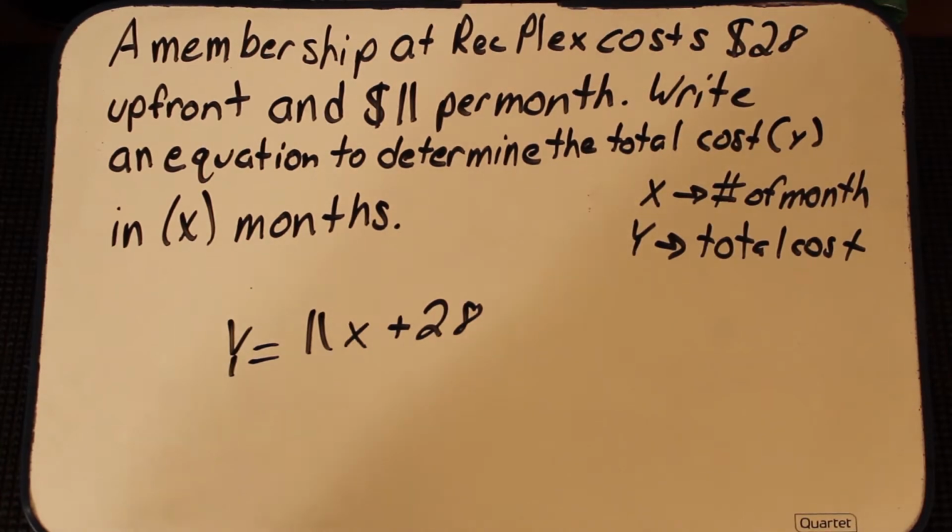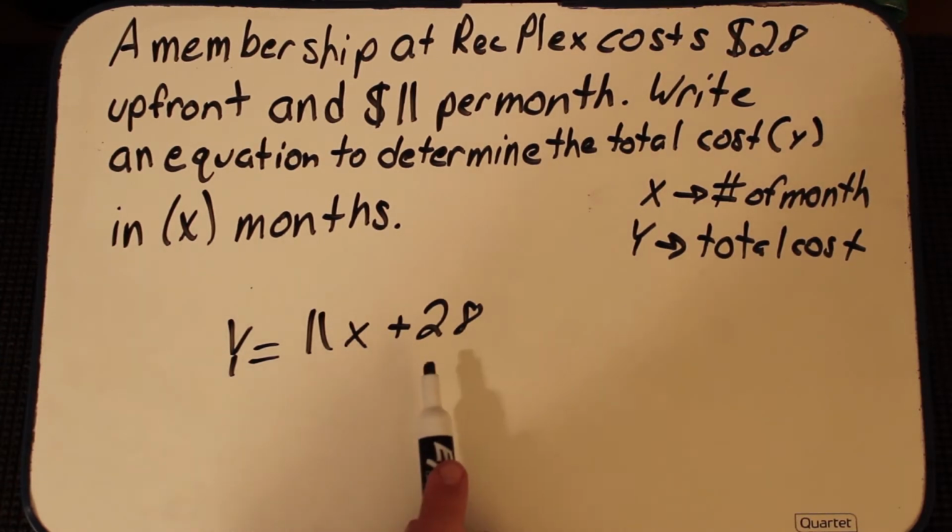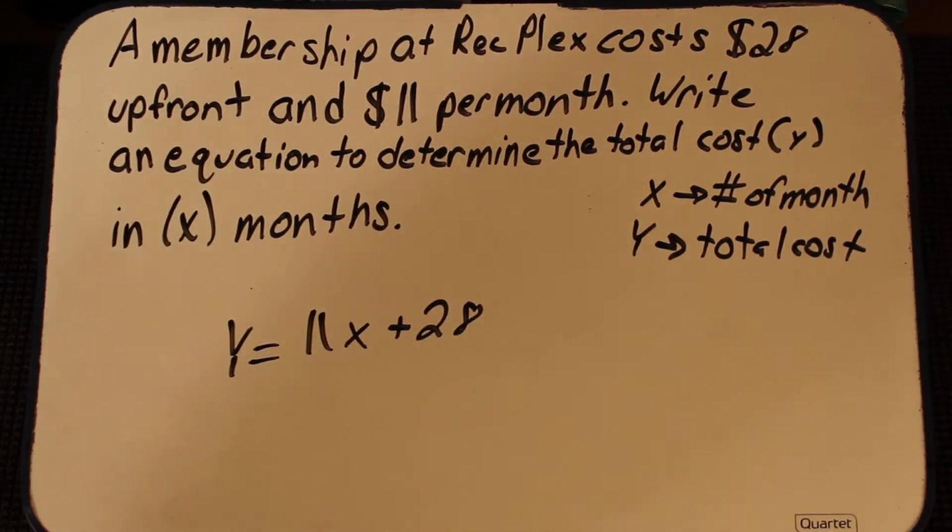And that's how you want to go about these. That's how you want to look at these right now. You want to say, okay, what are we trying to find? And what's my rate of change? And what am I multiplying my rate of change by? And are there any initial things? What's my starting point? Any initial cost could also be considered your starting point. So, total cost equals our rate of change times our number of months plus our initial cost.